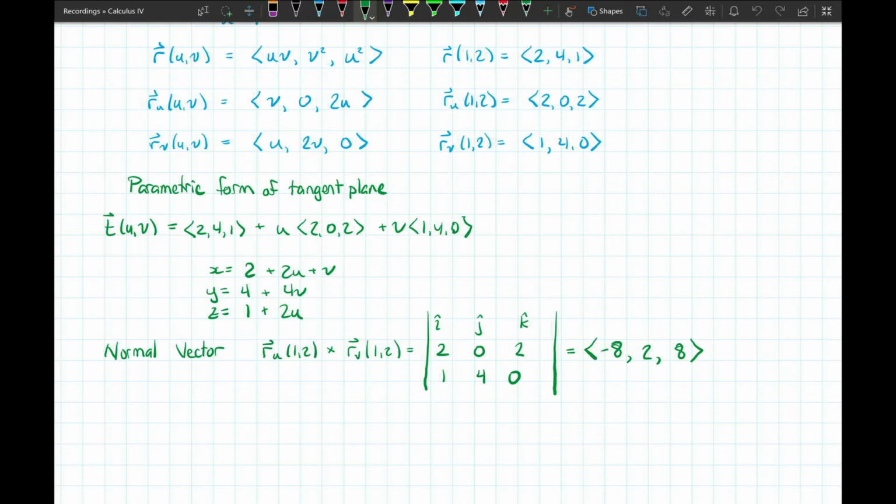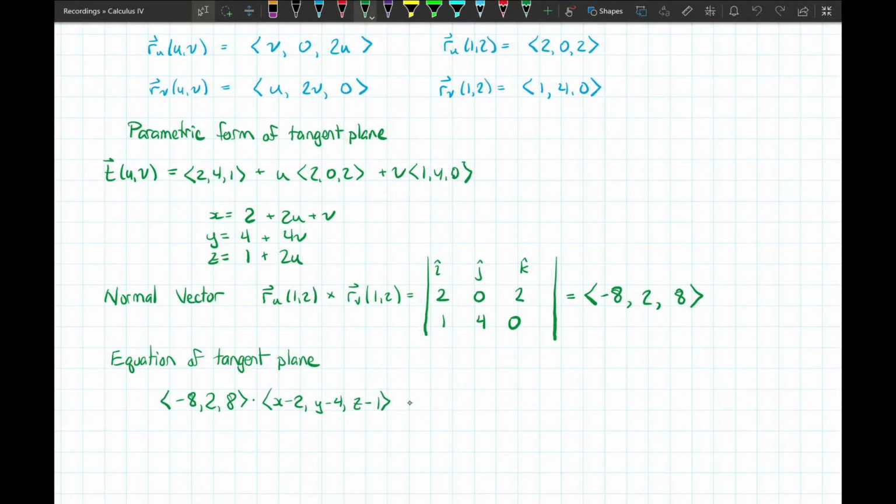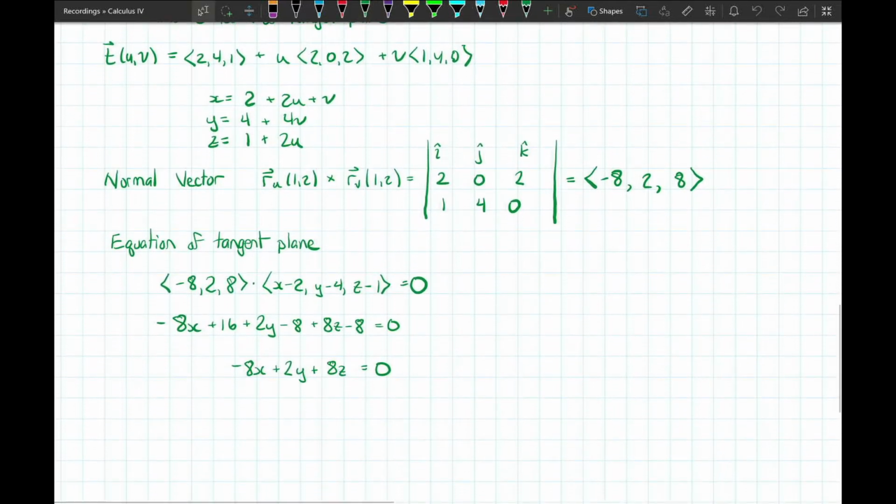Okay, now to get the equation of the tangent plane, we're going to take the dot product of that normal vector with a vector of x minus x naught, y minus y naught, and z minus z naught. And that would be the coordinates 2, 4, and 1. We set that equal to 0, and we can expand the dot product. And once we've got this all expanded out, we can collect some like terms, and we'll get the equation of the tangent plane. There's also a common factor that we can pull out there if we want as well and make that a little bit more simple.